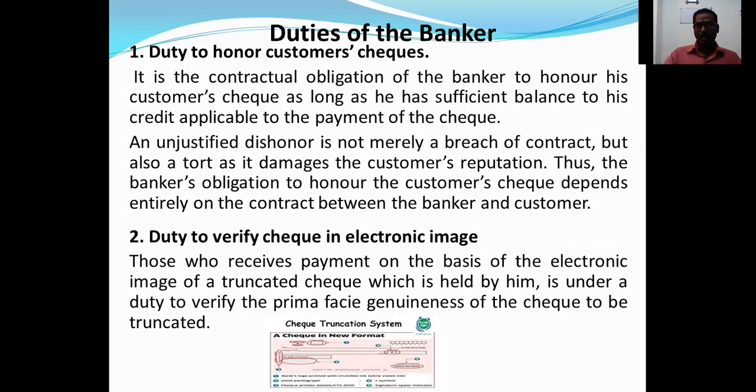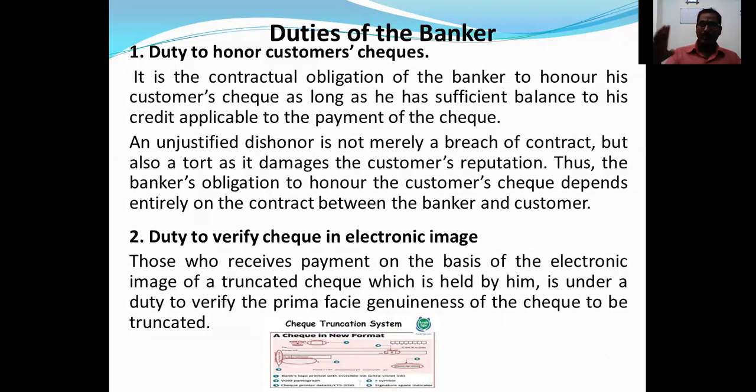The second one is to verify the check in an electronic image. Now they have electronic checks. Those who receive payment on the basis of the electronic image of a truncated check, which is an electronic check, are held under the duty to verify. Nowadays the traditional paper check is being replaced by the truncated check. It is the duty of the banker to verify the prima facie genuineness of the check.